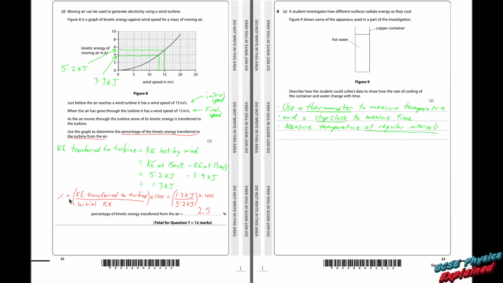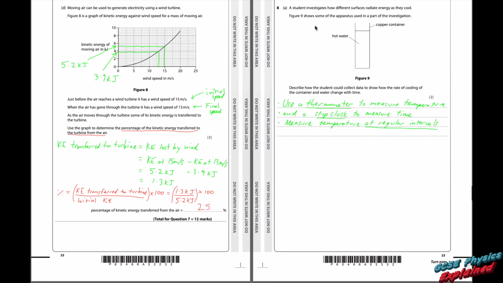Now, we need to work out the percentage of the kinetic energy transferred to the turbine. And the way we do that is divide it by how much initial kinetic energy it had and multiply by 100 to get it into a percentage. So that's how much energy has been transferred to the turbine. That's how much energy the wind had at first when it was travelling at 15 meters per second, multiplied by 100. So it turns out that 25% of the energy was transferred from that wind to the turbine.